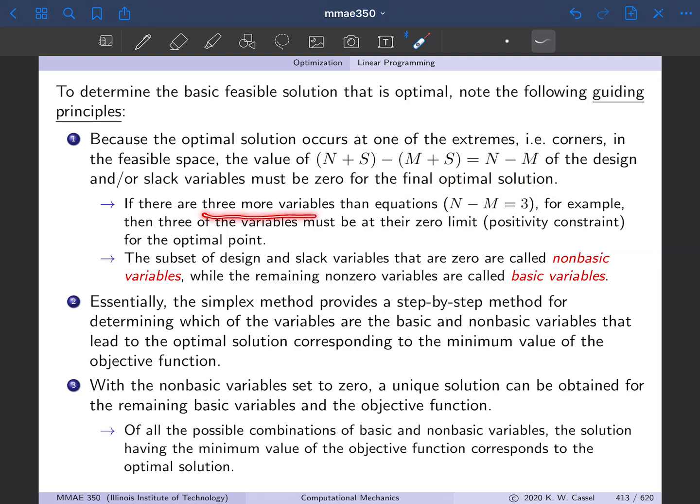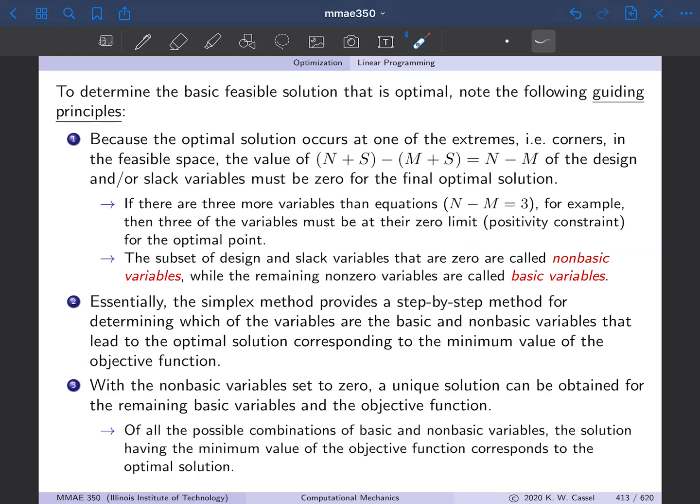So, for example, if there are 3 more variables than equations, so n minus m is 3, then we would have 3 of the variables that have to be 0. Okay, so that tells us how many of them are 0. So in other words, they're at their positivity constraint. So all of them have to satisfy the positivity constraint. This criteria tells us how many of them are actually at the positivity constraint and actually equal to 0.